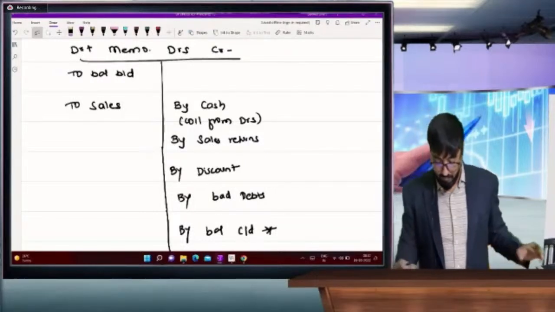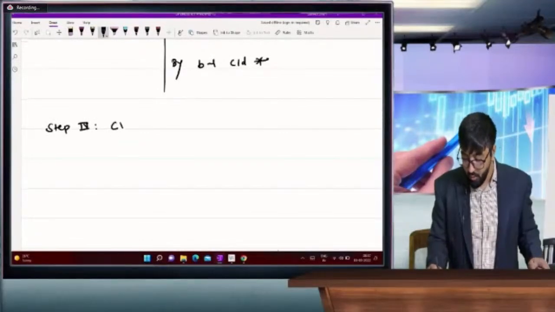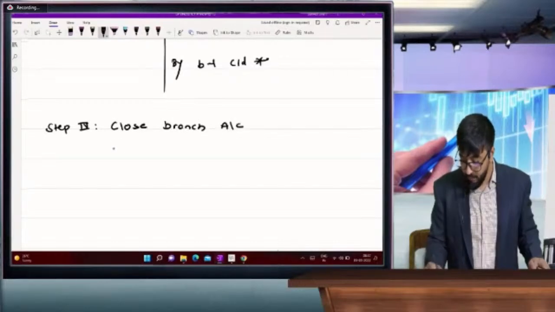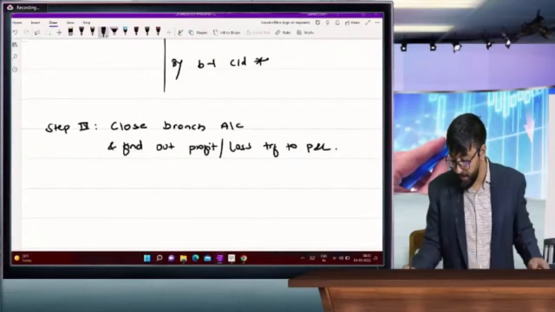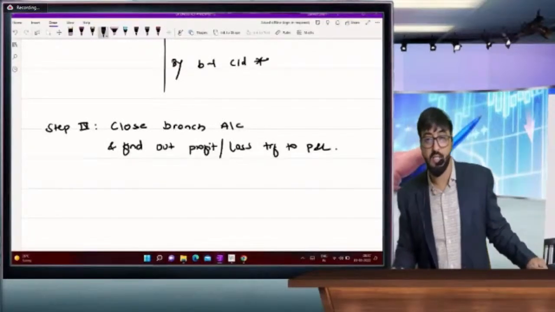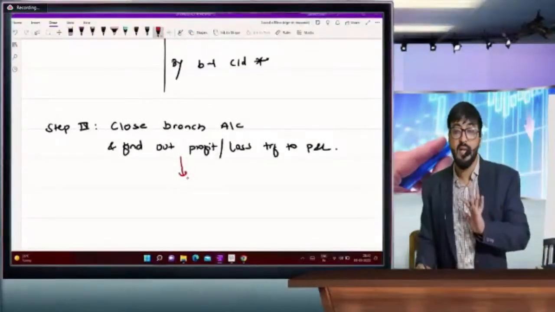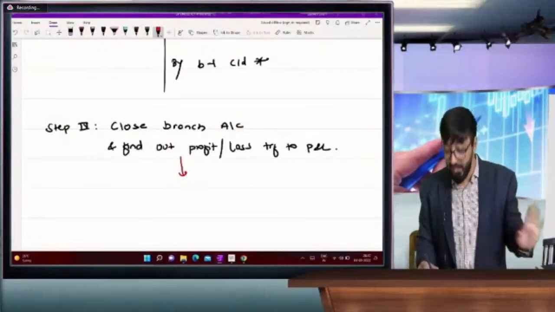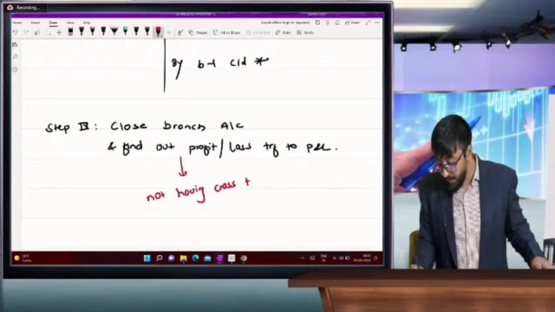Okay. And then step 4, close branch account and find out profit or loss transferred to P&L. Profit or loss transferred to P&L, and this profit and loss does not have any cross tally. Not having any cross tally.